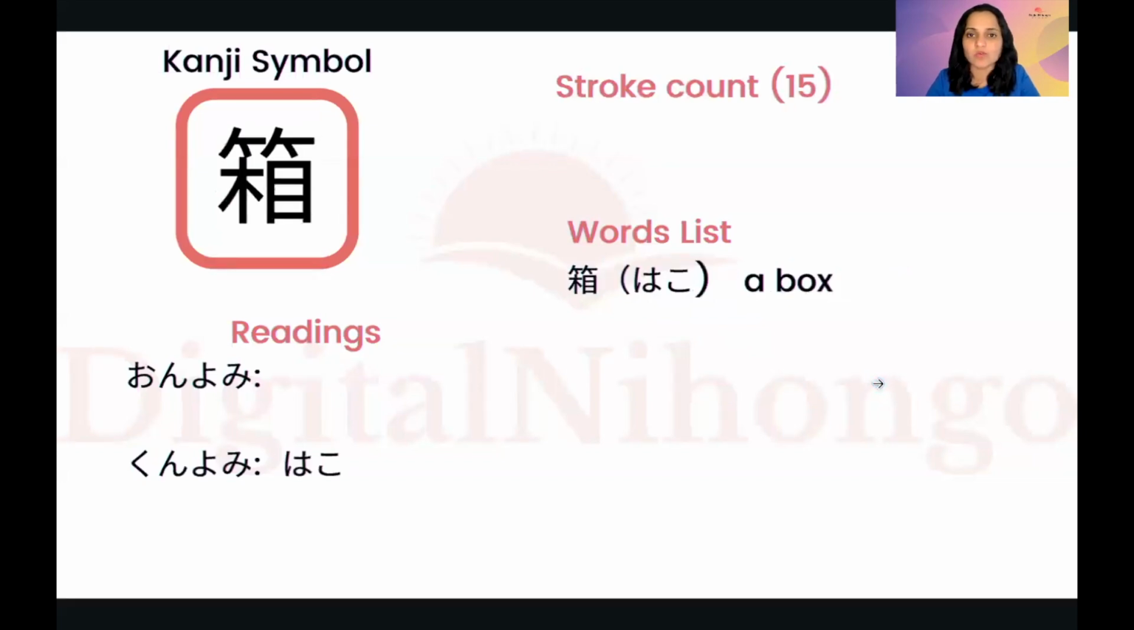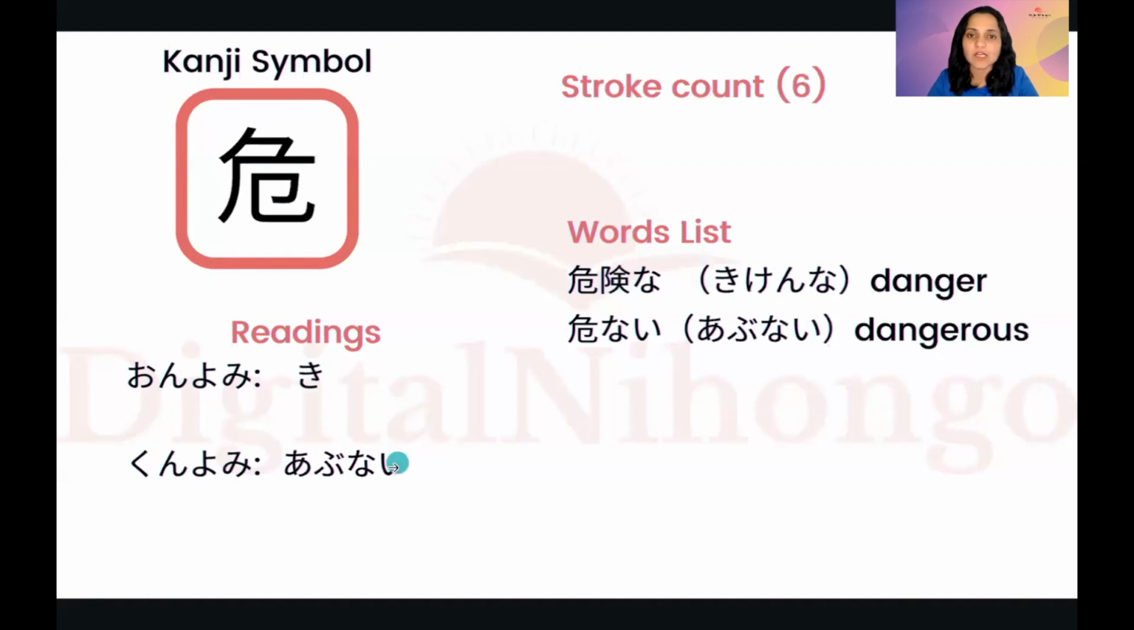Then hako. Hako is box. Here you can see something like, not exactly like a tree, but something similar to that. Then these 2 strokes are different. And this is me. Me is eye. And then you can again split this kanji into different parts and try to remember it. This is hako, that is box.